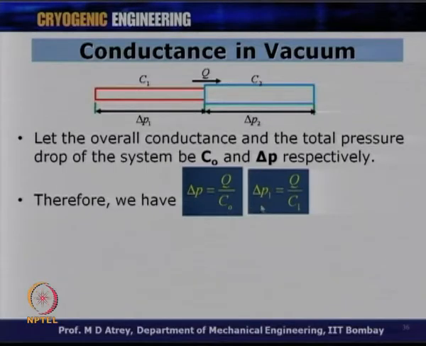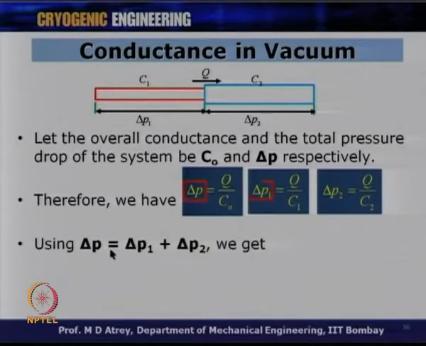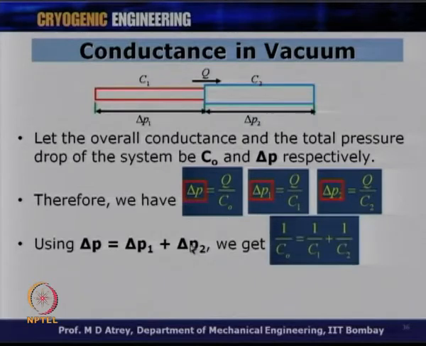And we know also delta P1 is equal to Q by C1, delta P2 is equal to Q by C2. Now, I know delta P is equal to delta P1 plus delta P2, and therefore, I will get an equation as 1 by C0 is equal to 1 by C1 plus 1 by C2, where Q and Q will get cancelled if they are put in this particular equation.